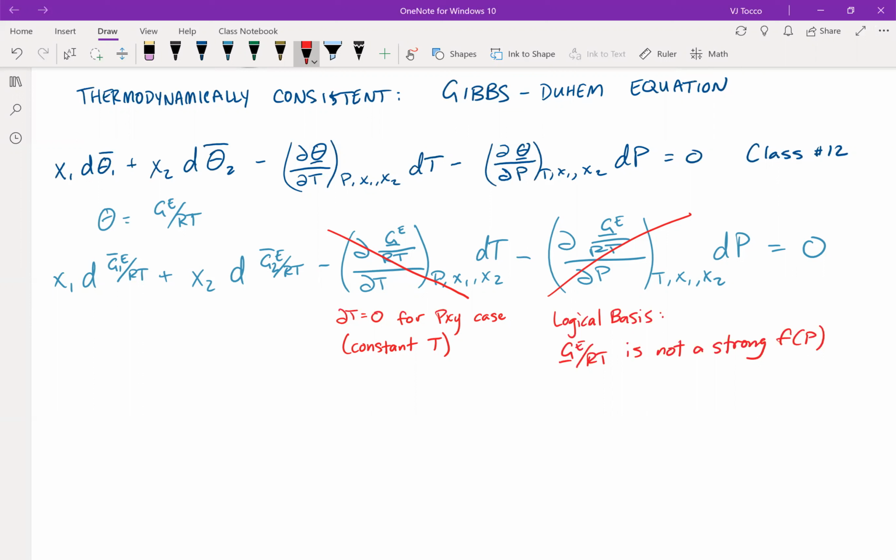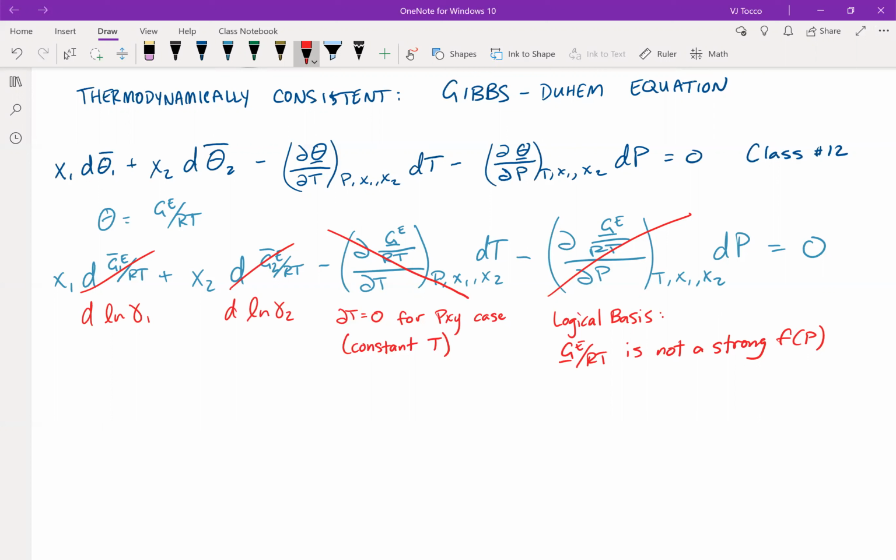Now what I want to do is substitute in. I know what the partial molar excess Gibbs energy for component 1 is, I know that I can rewrite this as d ln of gamma 1, just by definition, and this is d ln of gamma 2.